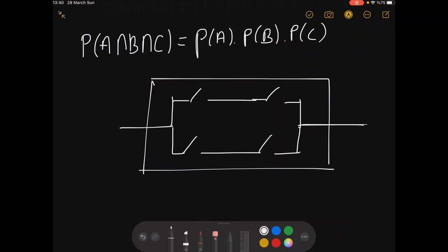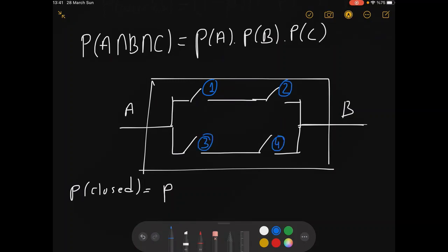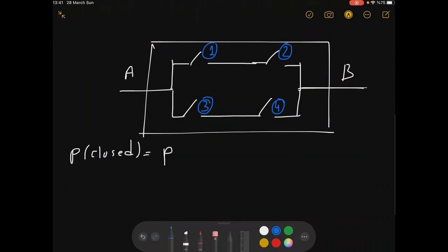Okay, suppose that you're trying to get this device working or get this system working. So the probability that any of the switches would be closed would be represented with P. Suppose that we will call this P, and let's give some labels to those switches. Let's say that this is 1 and this is 2 and this is 3 and this is switch number 4. So what is the probability that you will have voltage?